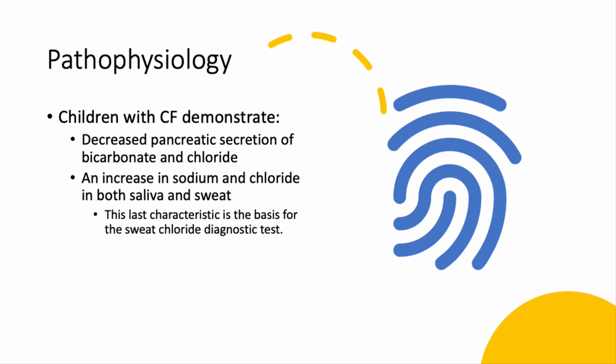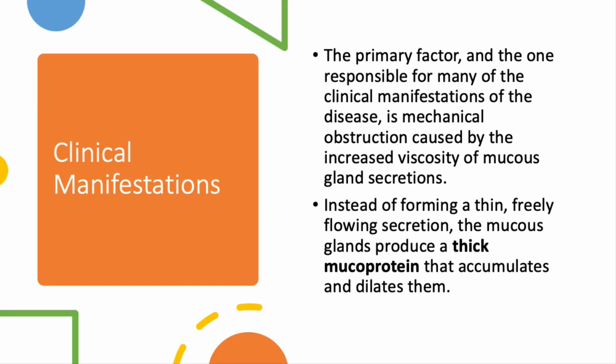So because of this thick and tenacious mucus, we end up getting less secretion of bicarbonate and chloride from the pancreas. The pancreas, if you just keep in your mind, is getting plugged with all of this nasty thick mucus, and it can't secrete everything you need to digest. So as we go through each system, think about this thick mucus and how it's going to affect each system that we're about to look at.